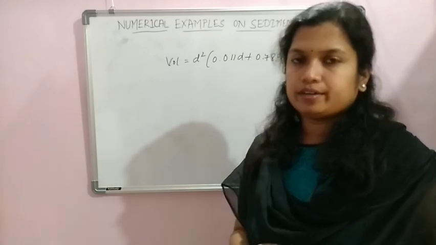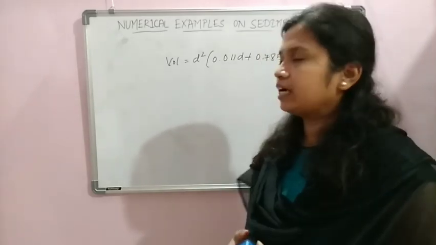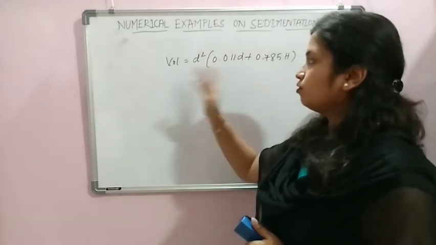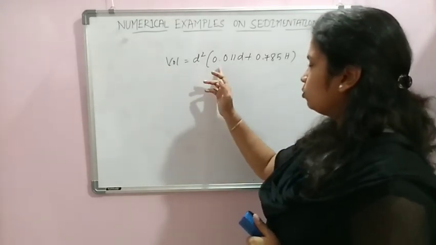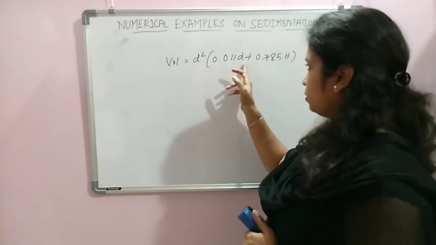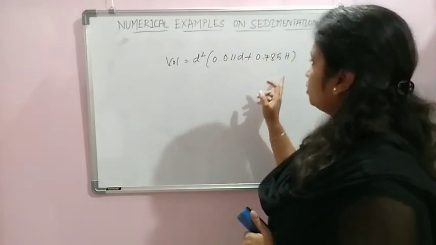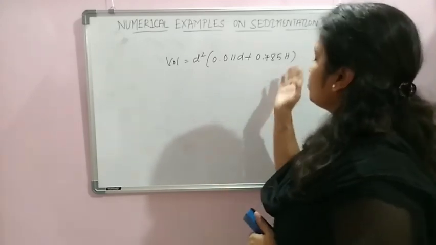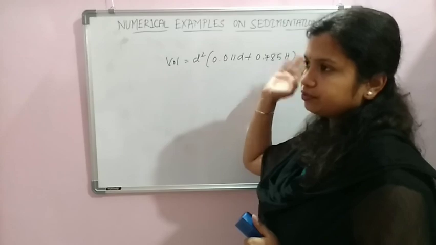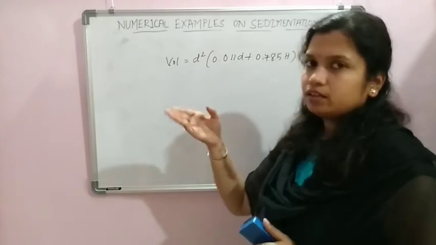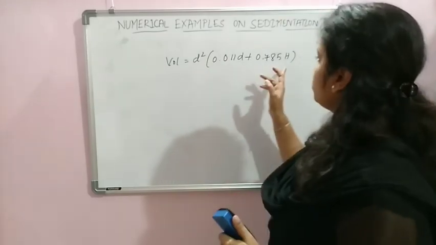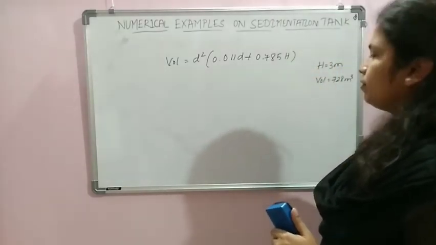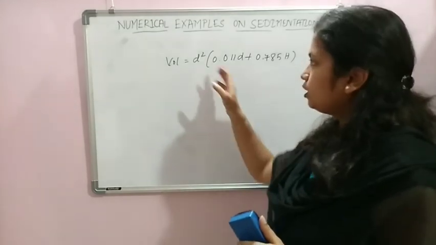In order to find out the diameter, we have one standard formula. This formula can also be used to find out the volume. The formula is volume equal to D square into 0.011 D plus 0.785 H, which can be adopted when diameter is D and depth is H. When volume is not available, we can use this formula to find the volume. Here, volume is available and the depth is also available: depth is 3 meter and volume is 728 meter cube. Now we need to find out D.